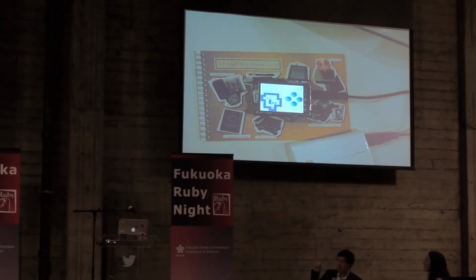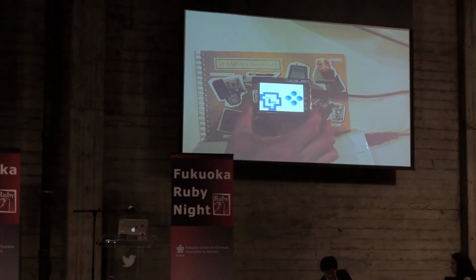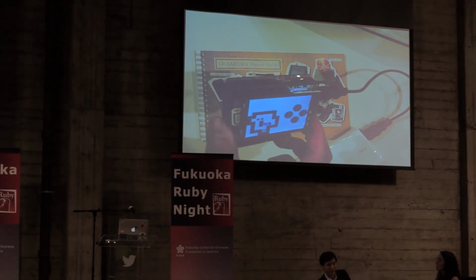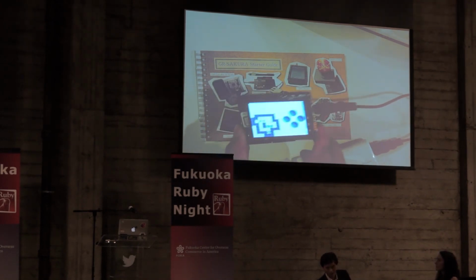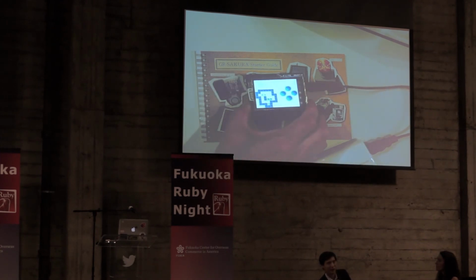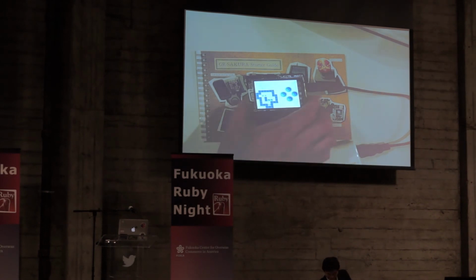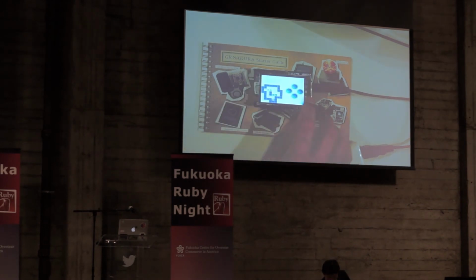And I want to show you some demonstrations. Hello. This microprocessor board is very simple. This microprocessor executes the Ruby code, mruby code, with only 128 kilobytes of memory and 512 kilobytes of ROM. Then this game. Do you know Shortcut? This is only a game.